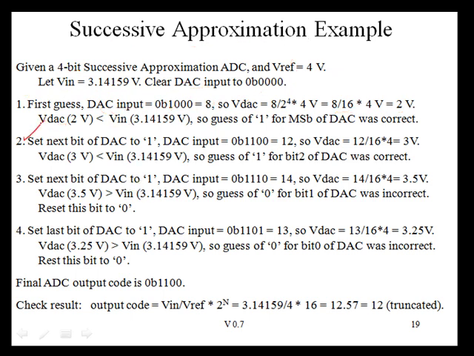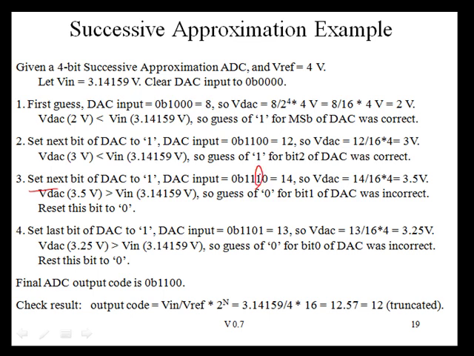At this point, we'll now do the next bit. So we're going to set the next bit here to a 1. That's going to make the DAC input be 12. So the DAC voltage will be 12 divided by 16 times 4, which is equal to 3 volts. The DAC voltage is less than Vn, so this guess was correct as well. So we know that our first 2 bits are 1, 1. Let's move on to the next bit.